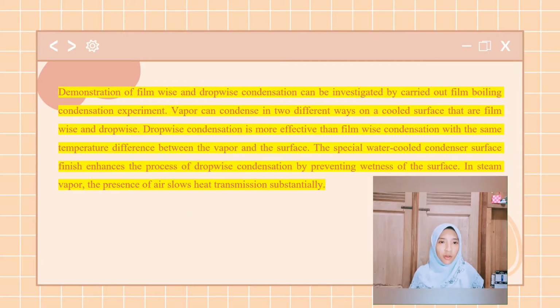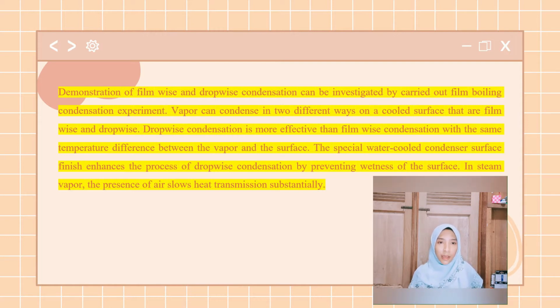Today, my friends and I are going to present Laboratory 9 experiment, which is film boiling condensation. Demonstration of film-wise and drop-wise condensation can be investigated by carrying out the film boiling condensation experiment. Vapor can condense in two different ways on a cool surface, that are film-wise and drop-wise. Drop-wise condensation is more effective than film-wise condensation at the same temperature.